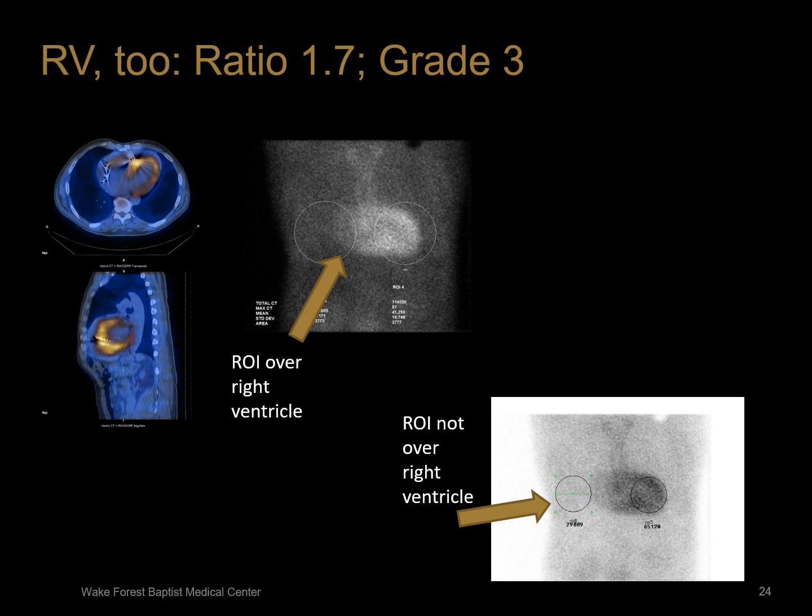This is a case of transthyretin cardiac amyloidosis where the right ventricle is involved as well, and you can see how this might have implications for our region of interest analysis, and I'll show you a few cases of that in the future. But in general, you don't want your region of interest to go over the right ventricle, and so we had to move it out here to get a more accurate region of interest.